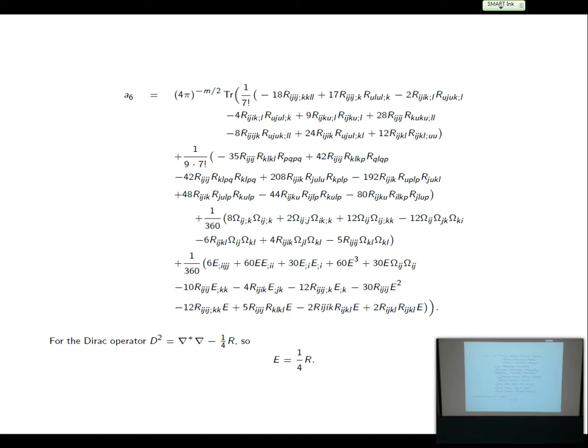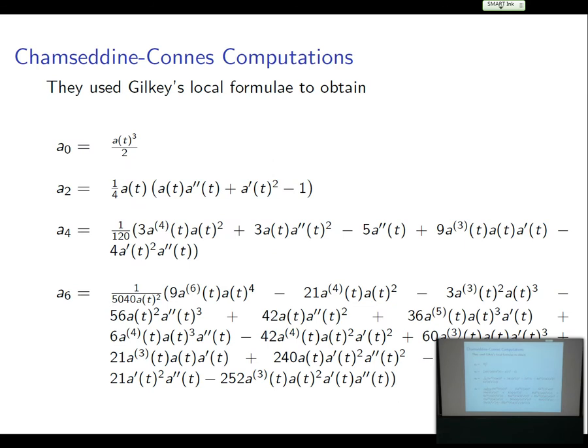So for the Dirac operator, this squared, because of the Weitzenböck or Bochner formula, is nabla star nabla plus E. We know this operator E is one quarter of the scalar curvature operator. So anyhow, these formulas you have to work with to compute those terms. So these are some of the Chamseddine-Connes computations.